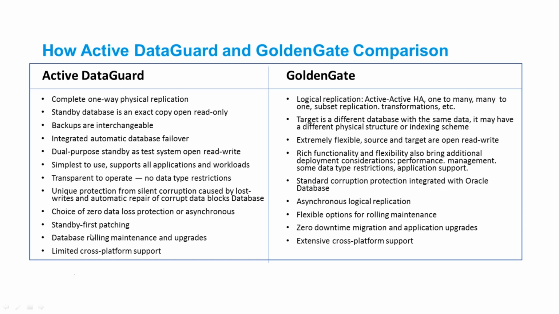Then in DataGuard, standby-first patching happens. However, in Golden Gate, you have flexible options. You can have rolling maintenance as well. Active DataGuard has limited cross-platform support, but Golden Gate supports extensive cross-platform. Another thing is that DataGuard only works for Oracle to Oracle. Golden Gate works with heterogeneous databases like non-Oracle databases as well. It can support DB2, SQL Server, MySQL, MariaDB and Teradata. A lot of databases are supported. In fact, it now supports Informix database as well.